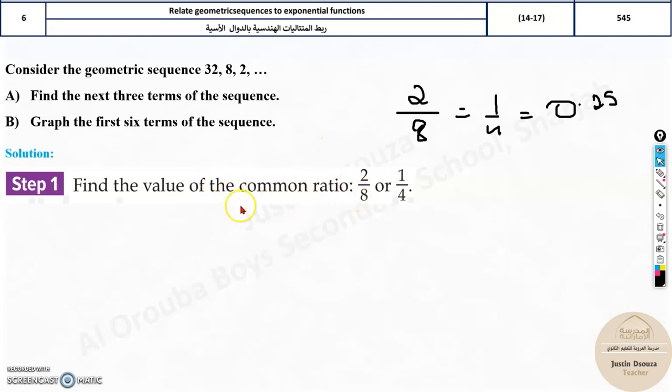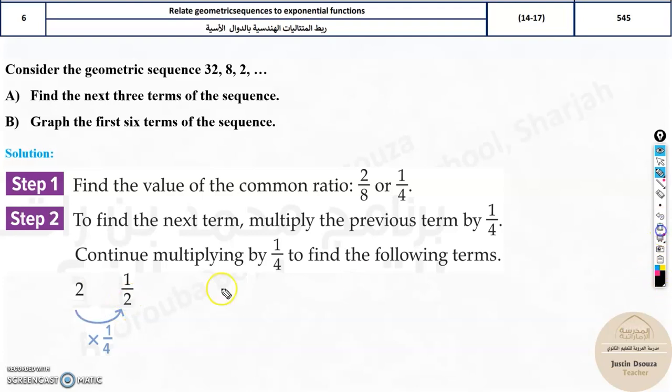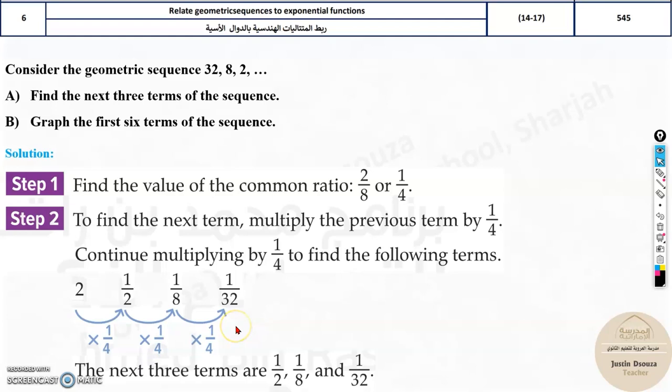And once we have found that, you can easily multiply this to the last term to get the next 3 terms. So 2 multiplied by a quarter is half. Over here, what happens? Basically, multiplying by a quarter means you divide by 4. So 1, 2 times. And then the same thing over here, you need to keep on multiplying the denominator by 4. You can use a calculator. So it's 1 by 8 and then 8 fours are 32, so 1 by 32. So these are the next 3 terms.